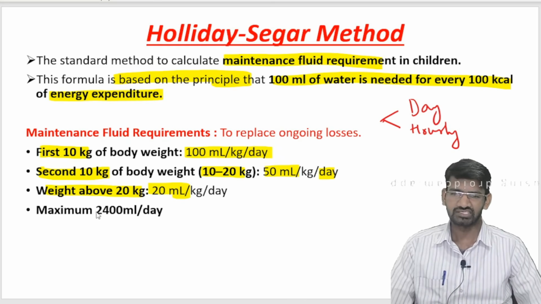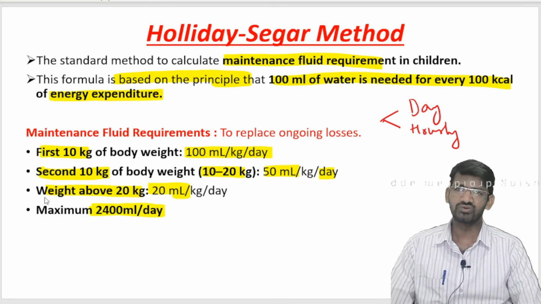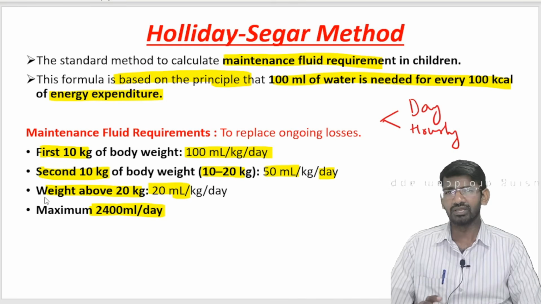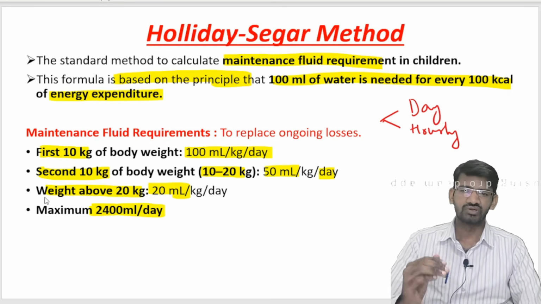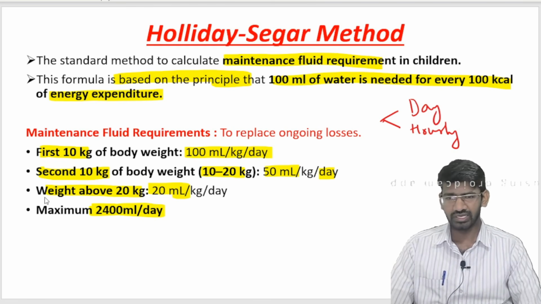The maximum amount of fluid per day is 2400 ml. We don't give more than this, whatever the weight of the child. Suppose the child weighs 50 kg, we don't calculate according to 50 kg, because it would come to more than 2400 ml. So we restrict the maintenance fluid requirement for a child to a maximum of 2400 ml if the calculation goes above that.